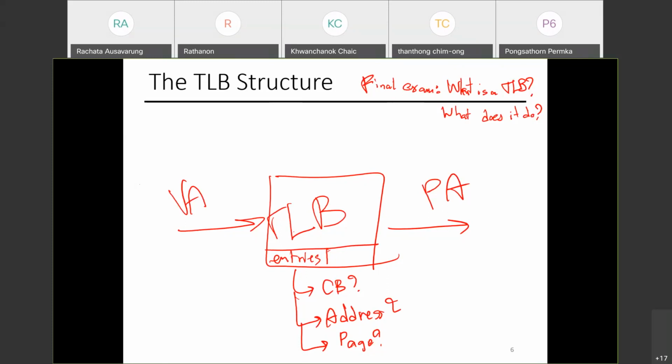If I have two levels of page table with no TLB, what's the minimum and maximum number of DRAM accesses that I need to get my data? Two levels of page table? Four is too many. That's the maximum. So your answer is 3. 3 is the maximum.